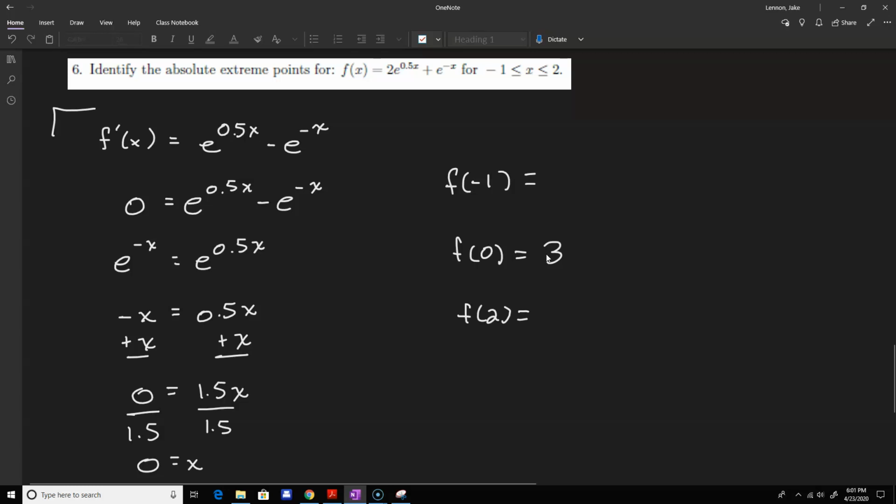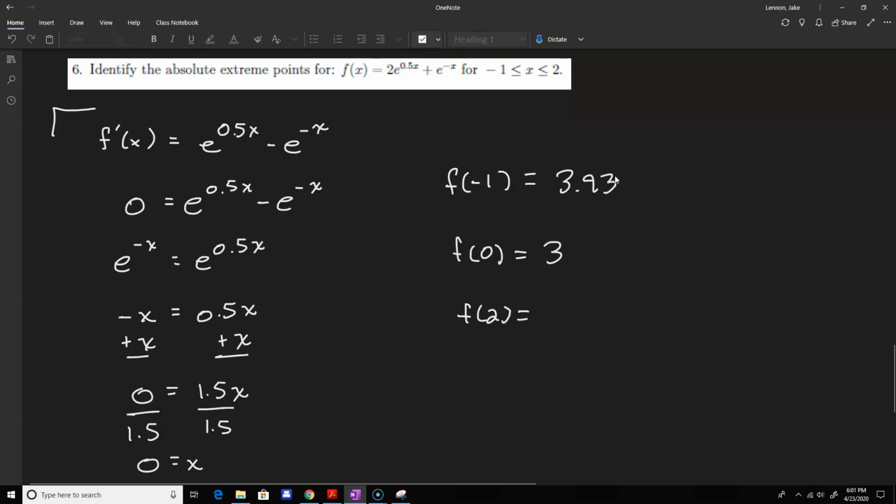So 2 times e to the 0.5 plus e to the negative 1. That comes out to about 3.67. Oh, no, sorry. I forgot the negative 1 when I typed it on the calculator on the first term. So let me fix that. So we get 2e to the negative 0.5 plus e to the positive 1, because we're plugging in -1 for x. So this comes out to 3.93 if you round to 2 decimal places.